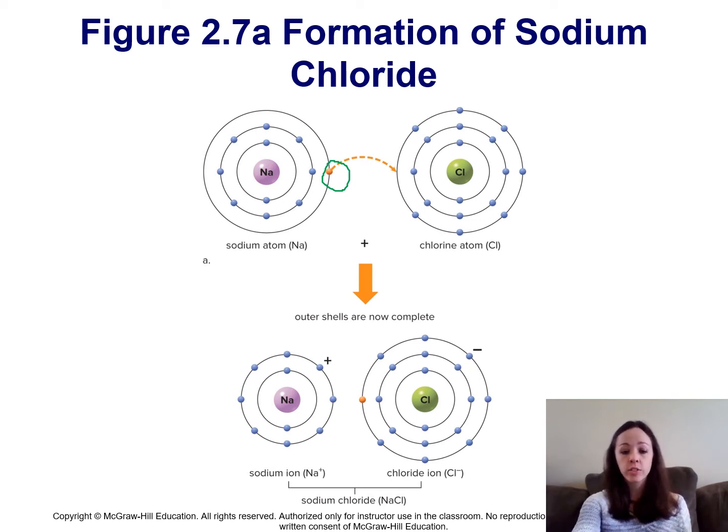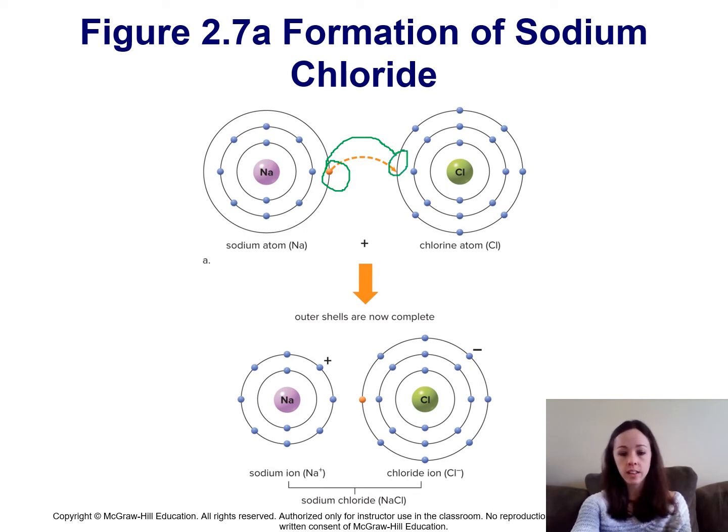So it's a lot easier for sodium to get rid of that 1 electron to have a full outer shell to be stable. Chlorine, though, all it needs is just 1 electron. So it's going to be a lot easier for it to take that 1 electron to fill its outer shell.